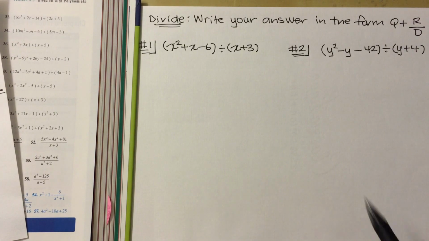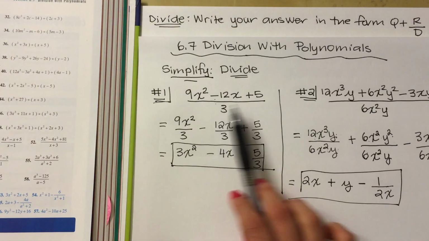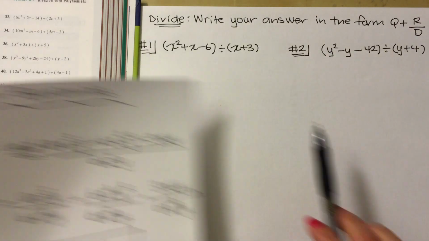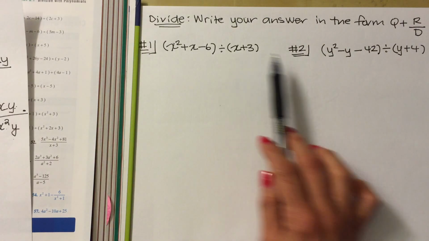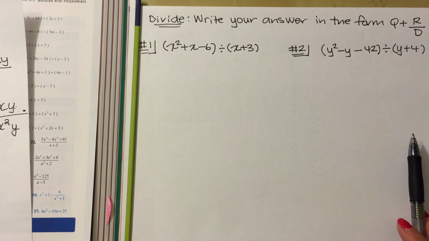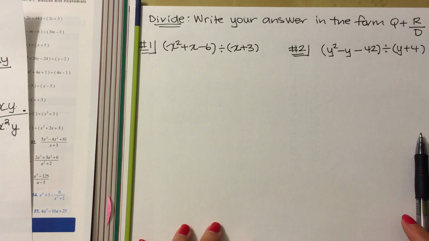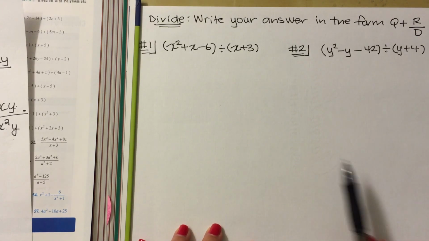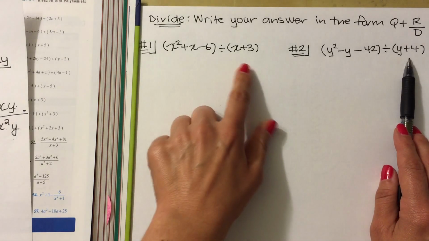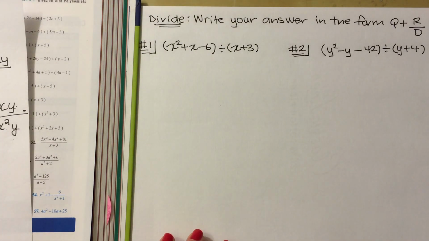The problem is also written differently. The first two problems were written as fractions. These are not written as fractions. They're still division problems, but they're written differently. We have to use long division here. Why? Because what we are dividing by is no longer one term. We are now dividing by a binomial, two terms. So when we divide by a binomial, we have to use long division.